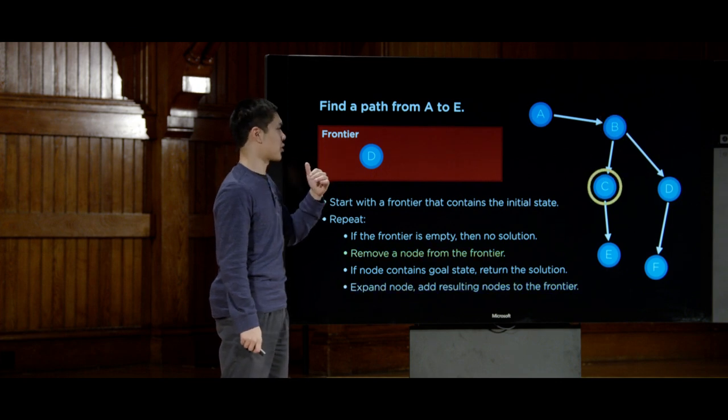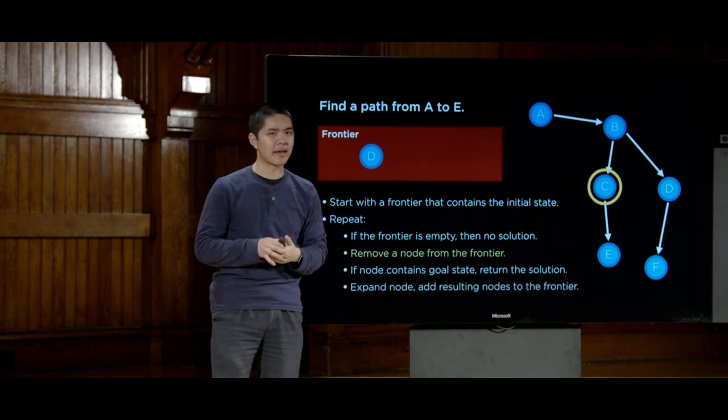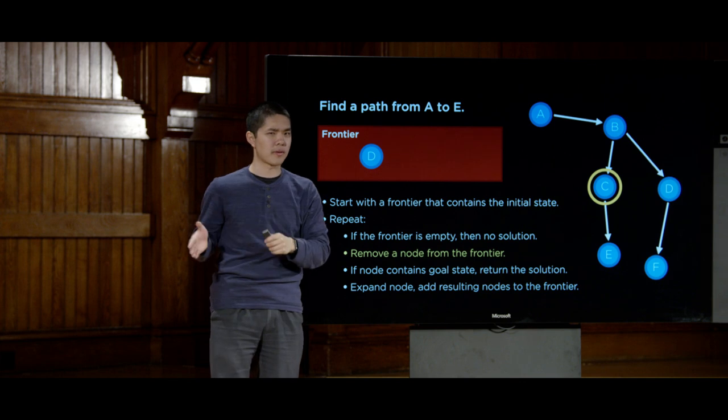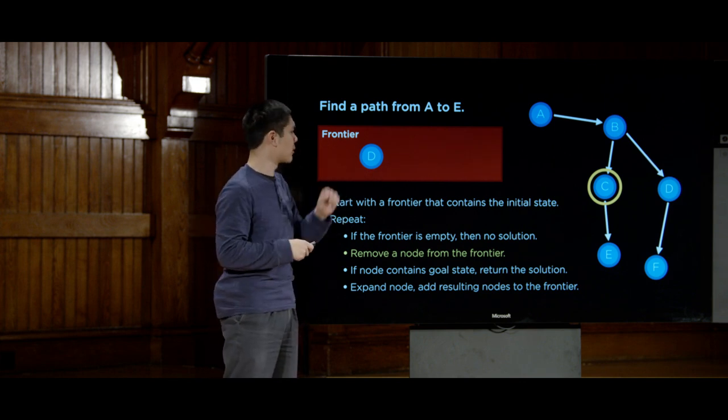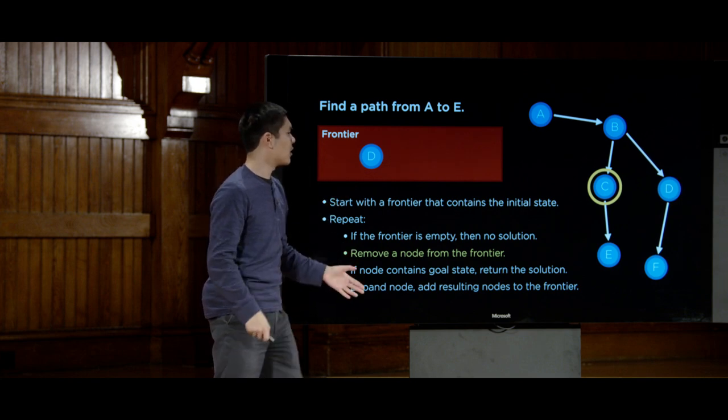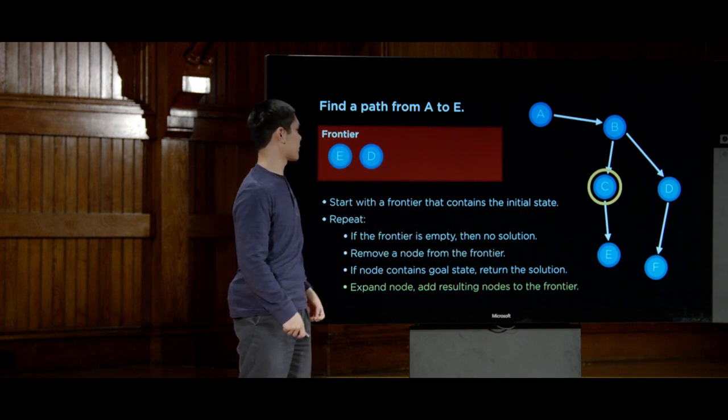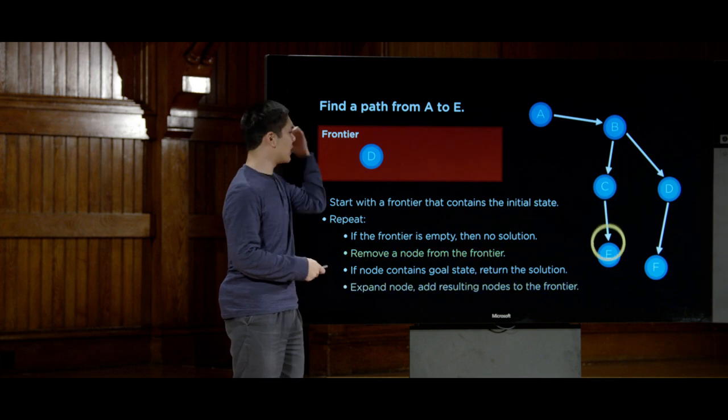For now, I'll do so arbitrarily just by picking C. We'll see later why choosing which node you remove from the frontier is actually quite an important part of the algorithm. But for now, I'll arbitrarily remove C. Say it's not the goal, so we'll add E, the next one, to the frontier. Then let's say I remove E from the frontier.